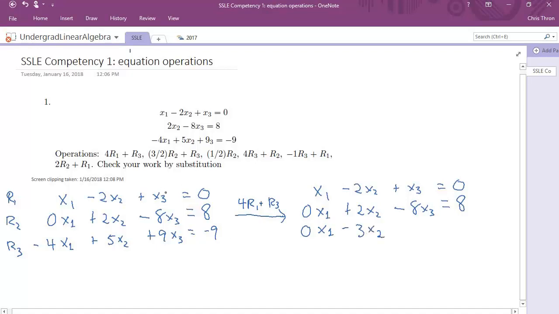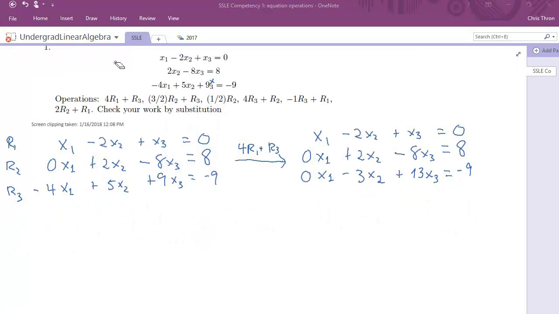All right, let's do the last one. 4r1 plus r3. 4 times x3 plus 9x3 gives me 13x3. Okay. Now I'm not done. I need to do the same operation on the right-hand side. 4 times 0 plus minus 9 is equal to minus 9. All right, so that's my new system. And notice that this system is a little bit simpler. I've replaced the minus 4x1 over here with a 0x1 over here, which is good.